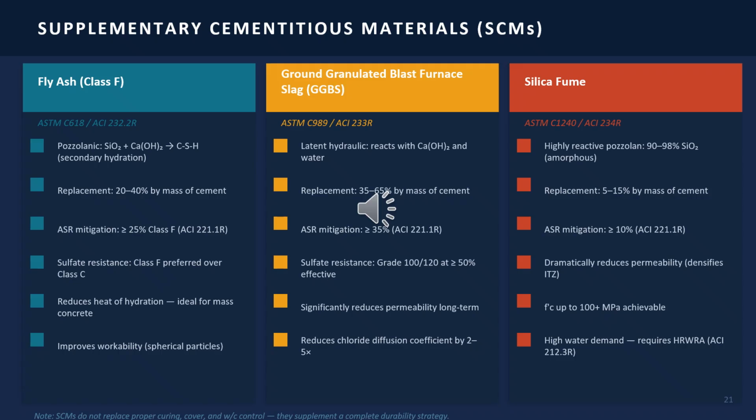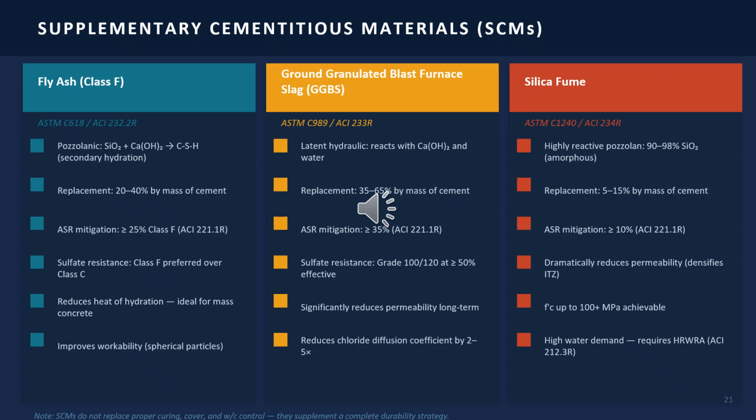Class C fly ash from subbituminous coal has more calcium and is both pozzolanic and slightly hydraulic, whereas Class F is strongly preferred for durability because Class C can itself contribute alkalis relevant to ASR. ACI guidelines call for 20 to 40% replacement by cement mass. For alkali-silica reaction mitigation, ACI 221 specifies 25% minimum of Class F.